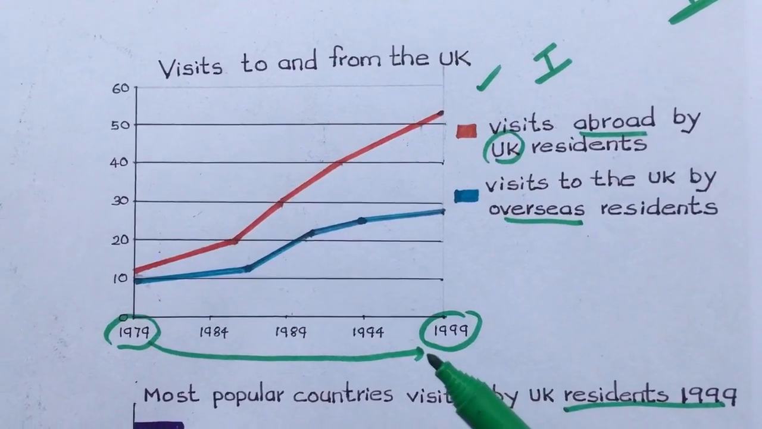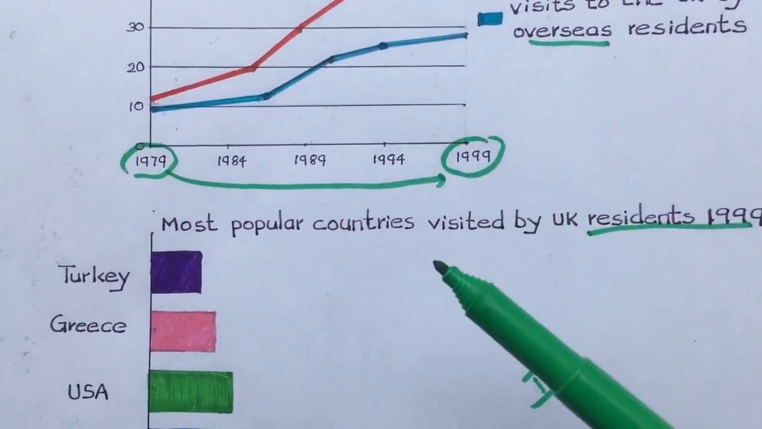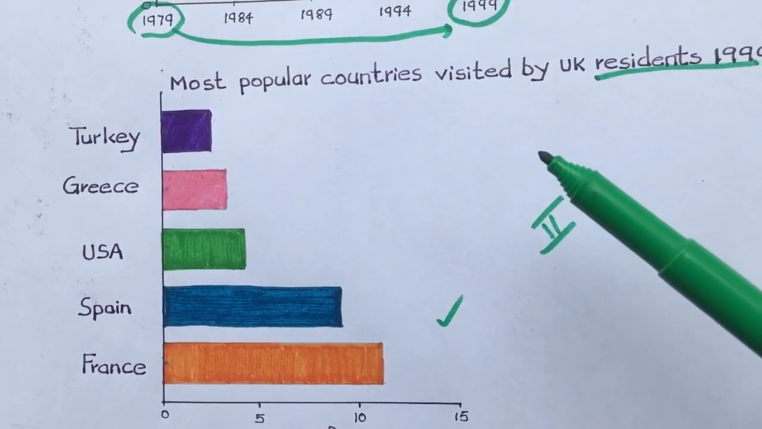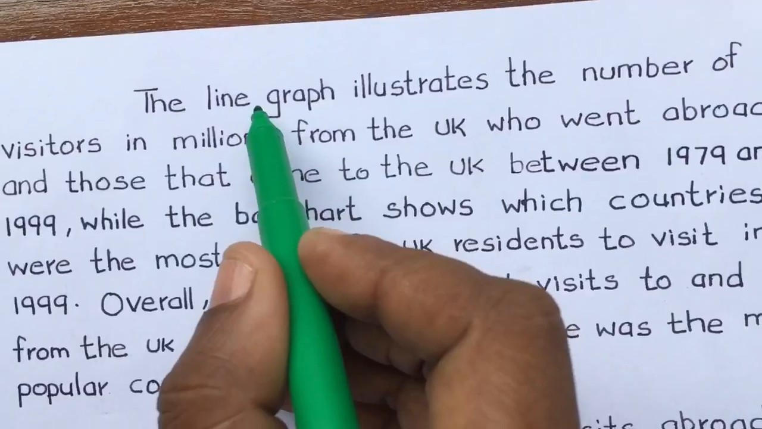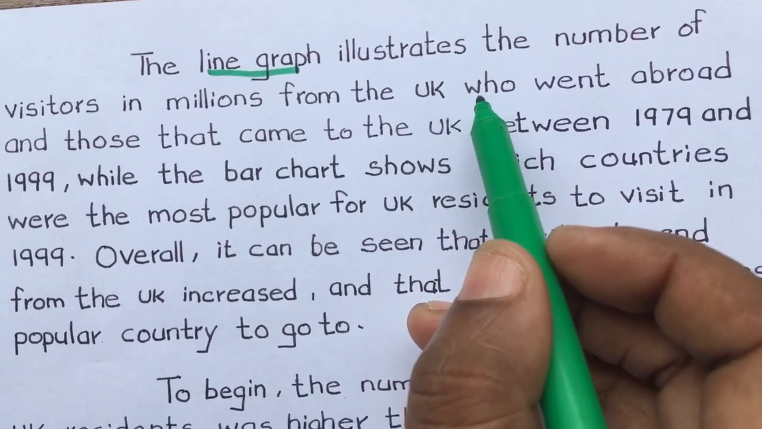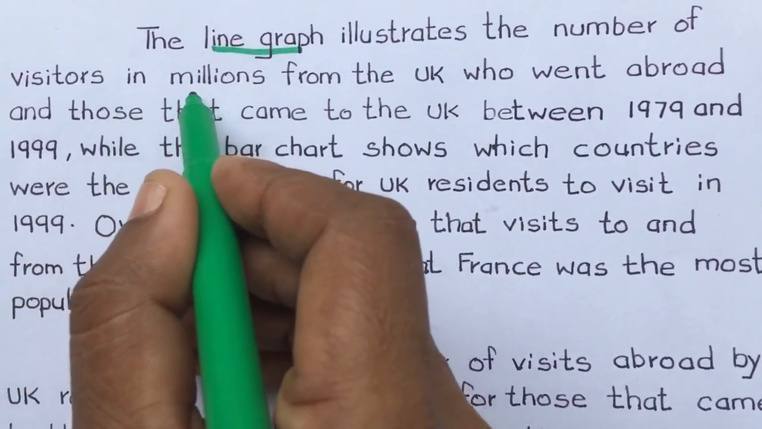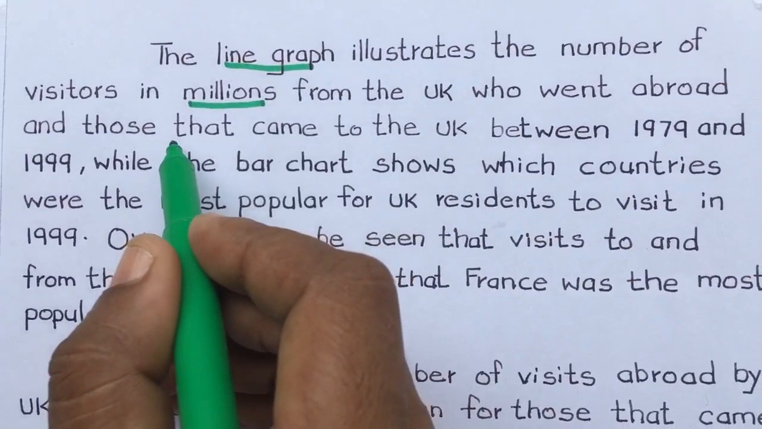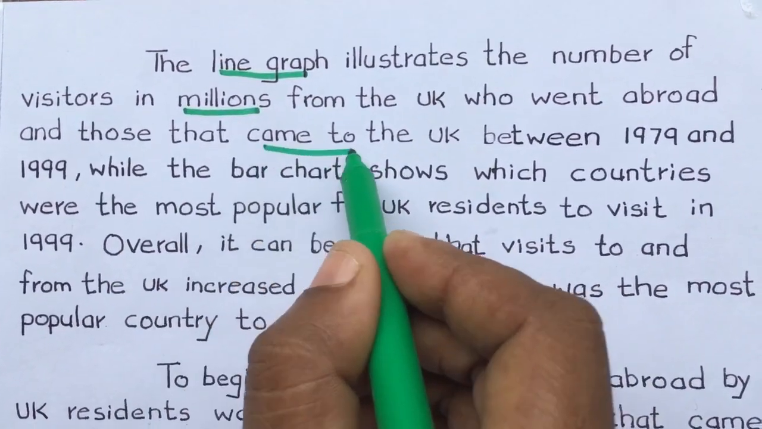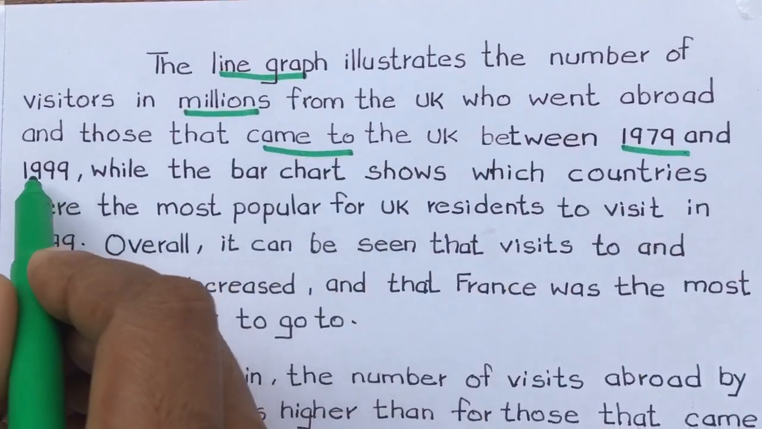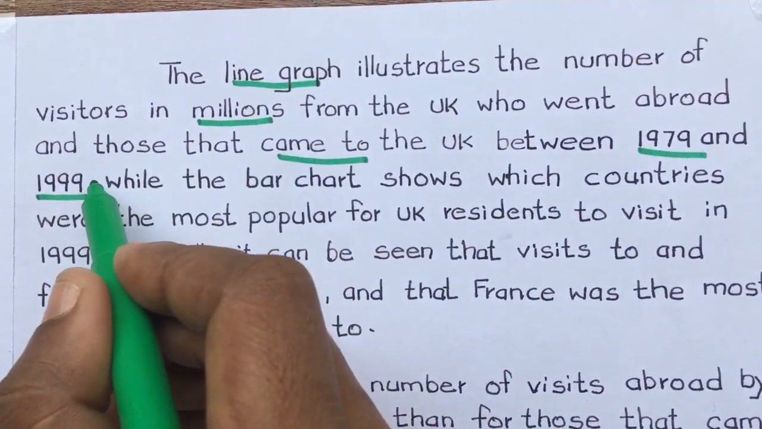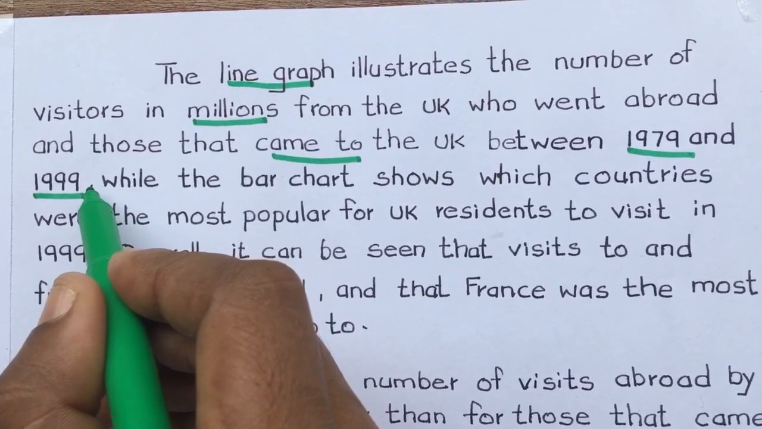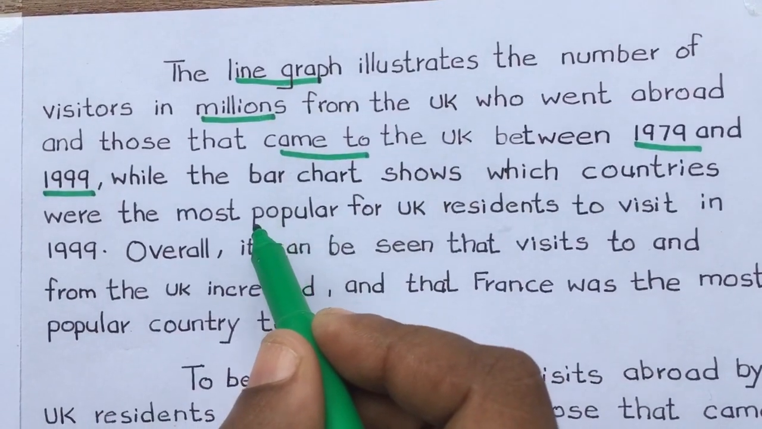Always check for your common factor. That's the best tip for your writing. Got it? Let's move to the sample now. The line graph illustrates the number of visitors in millions from the UK who went abroad and those that came to the UK between 1979 and 1999. I'll just pause here because we are going to deal with the first sentence first.